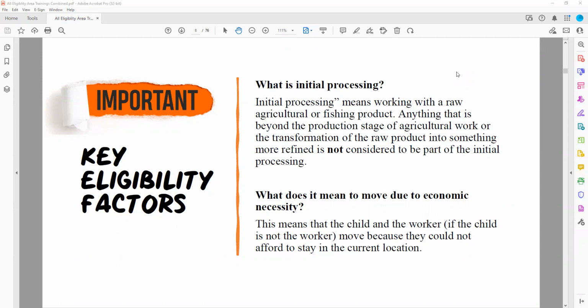We talked a little bit about this already, about economic necessity. Economic necessity means the child and the worker move basically because they could not afford to stay in the current location, or they're moving for better economic opportunities. So it's very much related to economics and the basic necessities of life.